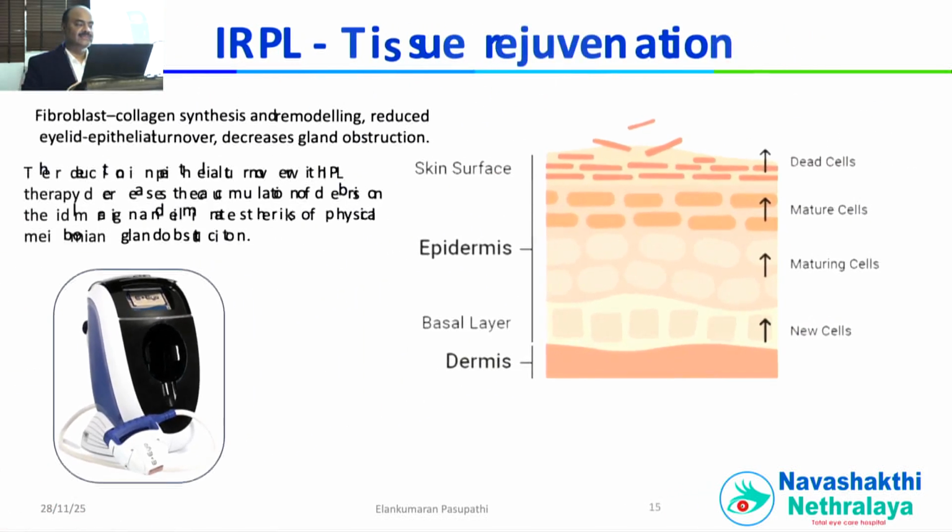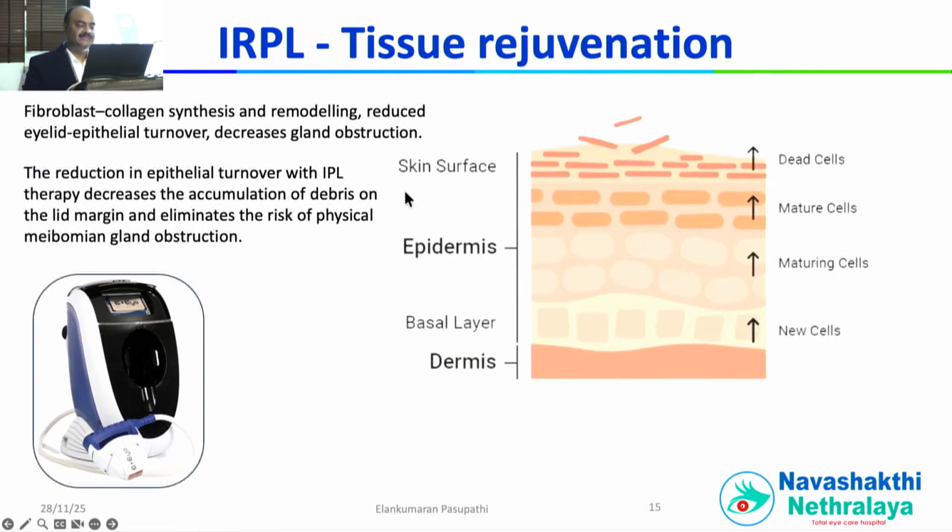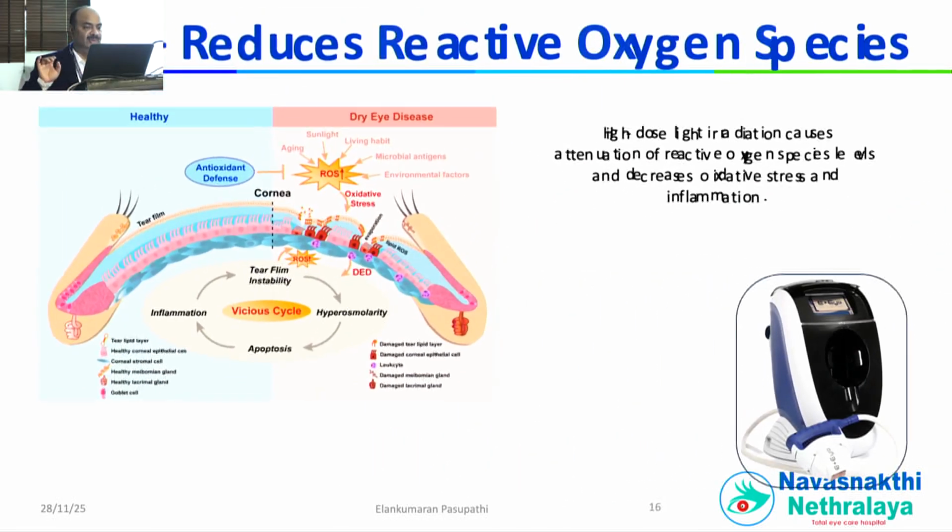Number 2, it reduces the epithelial cell turnover. How does this help? Remember, all these lacrimal glands, all the meibomian glands are holocrine glands. What do we mean by holocrine? The entire cell is secreted as a secretion, as a meibum. So, if it reduces the epithelial turnover, there is less excretion of the cells. So, how does this help? Clogging is reduced. Again, this is an action of photobiomodulation.